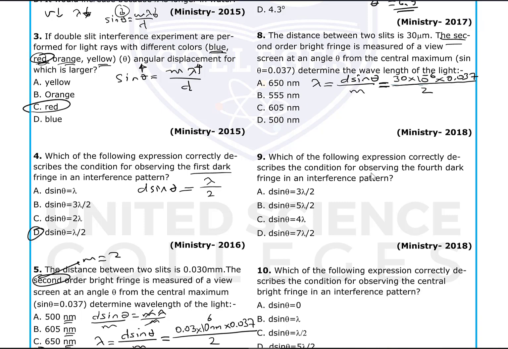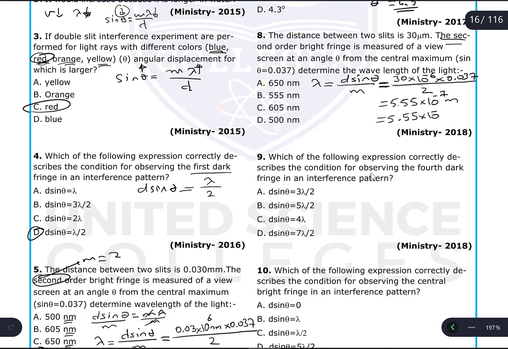So let's use the calculator. 30 times 10 to the power of negative 6 times 0.037 divided by 2. It is 5.55 times 10 to the power of negative 7 meters. So we have to convert meters to nanometers by multiplying by 10 to the power of 9. Result is going to be 555 nanometers. So B is the correct answer.